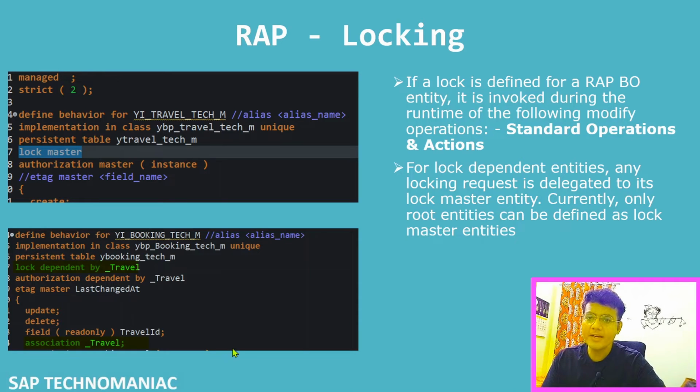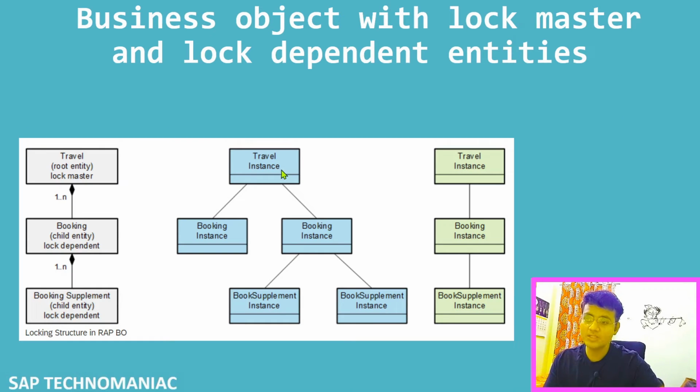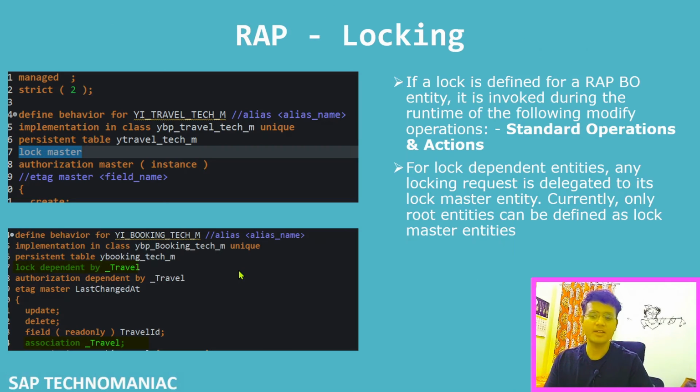For a lock dependent entity, any locking request is delegated to its lock master. I have already explained that. Suppose this is a lock dependent entity. As soon as you edit this one, that particular lock will be delegated to the lock master, and the entire object, that particular instance, will be locked. The same thing I have explained here as well. So this is how we do it.